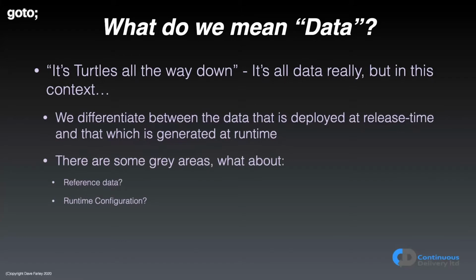I think, to paraphrase, it's kind of turtles all the way down. It's all data really, but in this context, what we're really talking about is the data that's deployed at release time and that which is generated at runtime. Those are kind of different things. It's easier to think about the data that we deploy at release time, the code and the configuration and static data and all that kind of stuff. But the stuff that's generated at the runtime of our systems is a bit more complicated and a bit more problematic. That's the stuff that I'm really focusing on largely in my talk today.